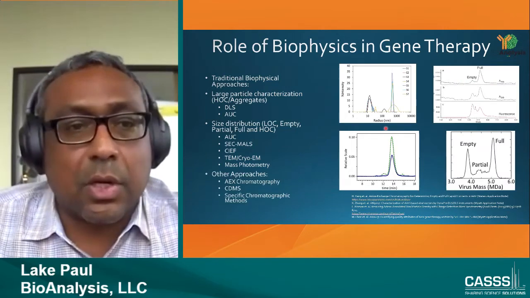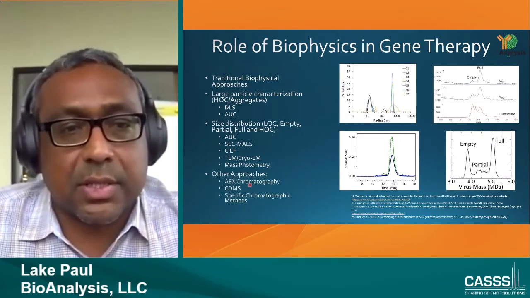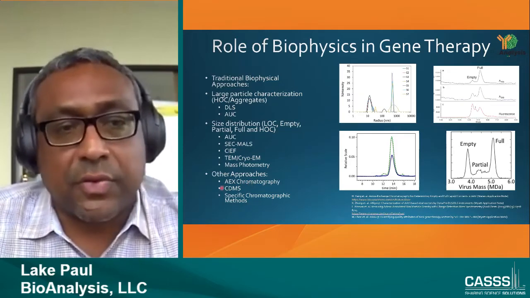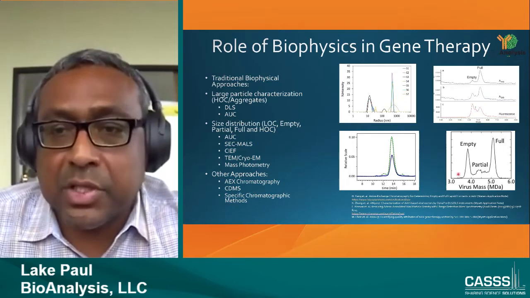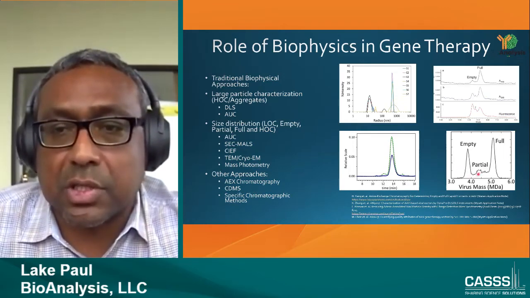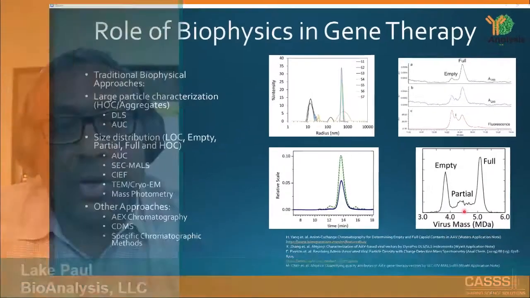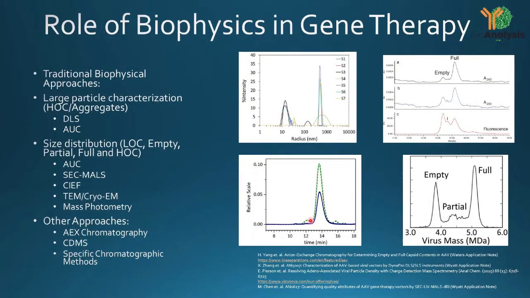And lastly, I want to talk about some of the other approaches, such as AEX, this wonderful technique, as well as charge distribution mass spectrometry, which I kind of like also, but does give you some information on your partials, empties, and fulls. And then you have specific chromatographic techniques that you can use. But this is a disclaimer: most of these techniques and characterizations are all confirmed by AUC. So at this point in time, we know that AUC is the gold standard. So let's move on into that.